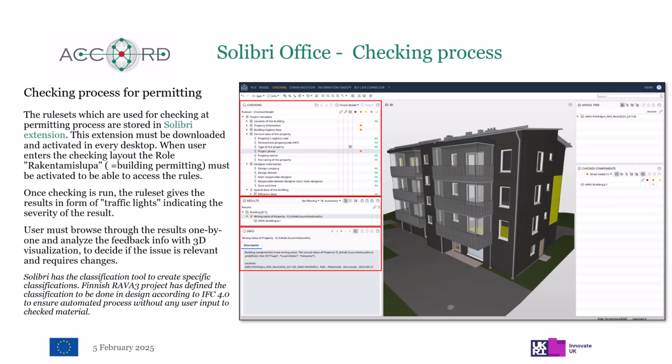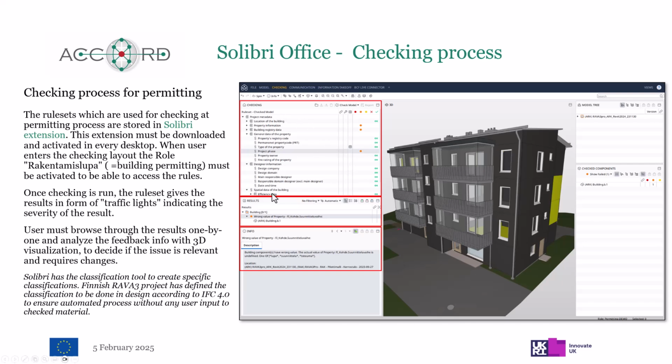The checking process starts in a checking layout, where the user can see in a desktop environment the rule set. They can see the results and the details of that result. The checking is started from the check model command, and the results are shown as traffic lights. Each line has to be manually browsed and analyzed into an issue. Here, the user can check the box and create an issue node to be communicated forward.